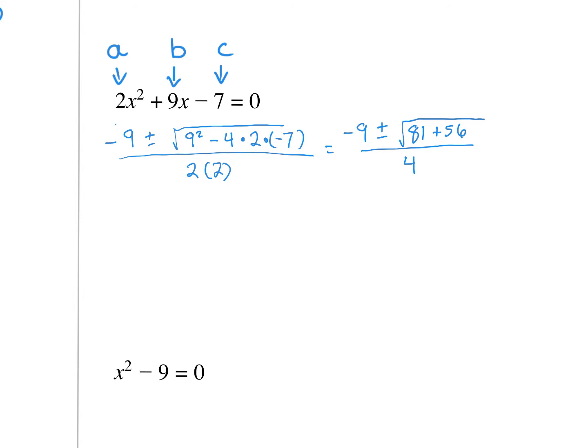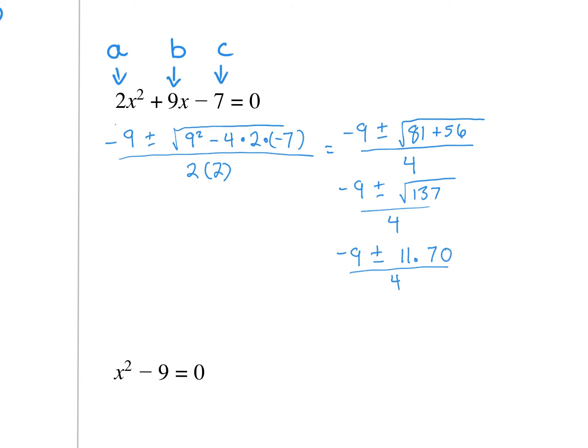Okay, I'm almost there. I'm just going to simplify this some more. 81 plus 56 is 137, so -9 plus or minus the square root of 137, divided by 4. Now I can punch this into my calculator. I'm going to simplify this more by punching in the square root of 137, just so I have a number to work with. So I have -9 plus or minus about 11.7, divided by 4.